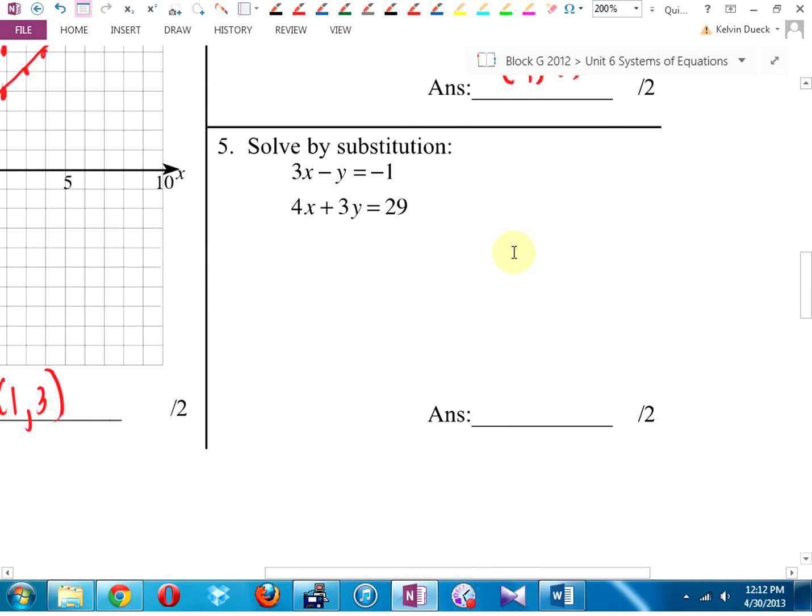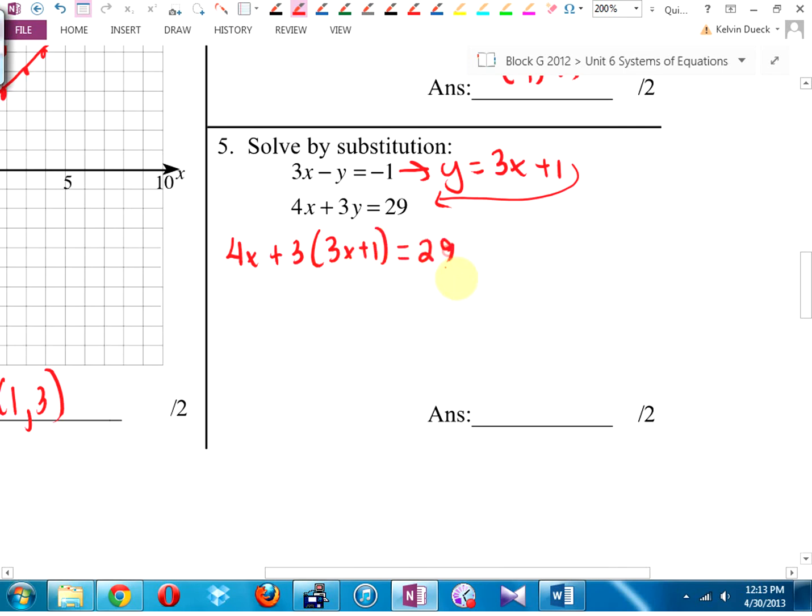Substitution, I rewrote this to get the y by itself. Y equals 3x plus 1. I moved the y over to get it to the right-hand side, and I moved the 1 over to get it to the left-hand side. And Brandon, I did that all in my head. And I'm going to stick that into there. So it's going to be 4x plus 3 bracket 3x plus 1 equals 29.